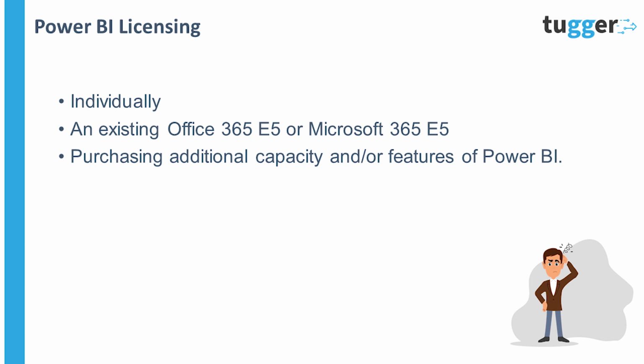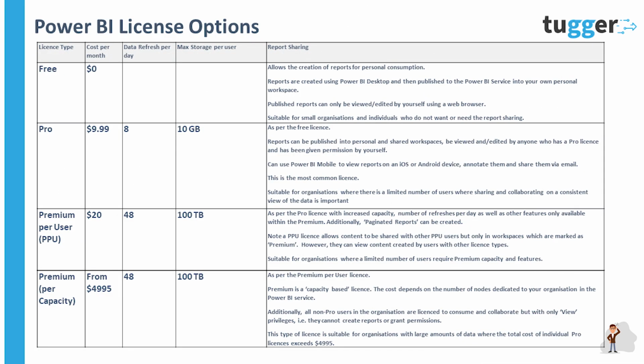Power BI licensing can be individual, existing Office 365 E5 or Microsoft 365 E5, along with purchasing additional capacity or features. There are four main types of license options: Free, Pro, Premium per User or PPU, and Premium per Capacity or PPC.